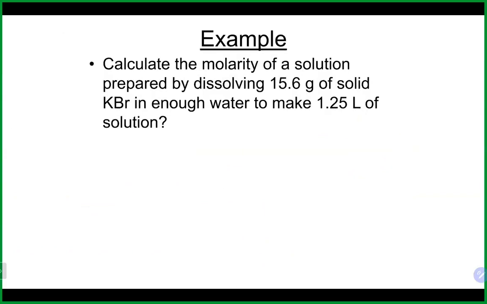Okay, so let's take a look at an example here, and obviously we want to calculate the molarity of a solution that's prepared by dissolving 15.6 grams of KBr in enough water to make 1.25 liters. Potassium is 39.10 on the periodic table. And Br is 79.90, I think. All right, so take a moment here. We want the molarity of the whole thing, KBr in this case.